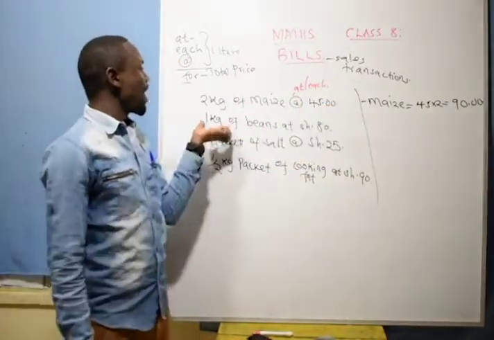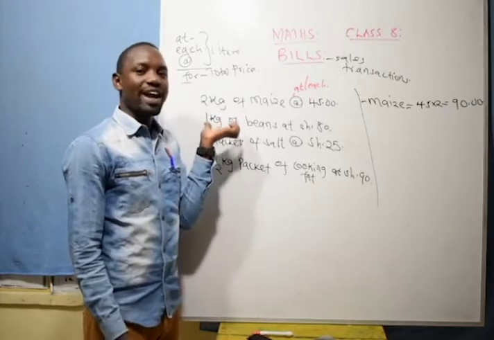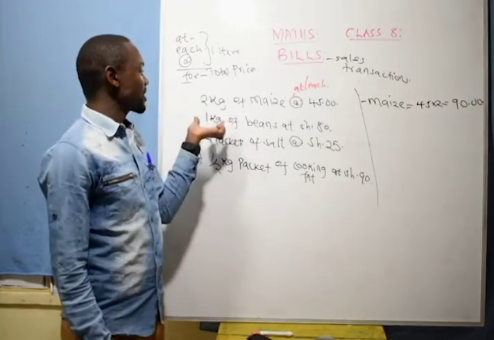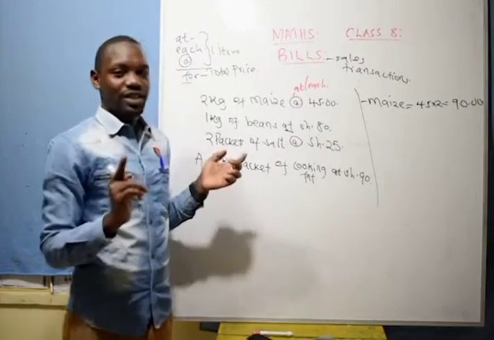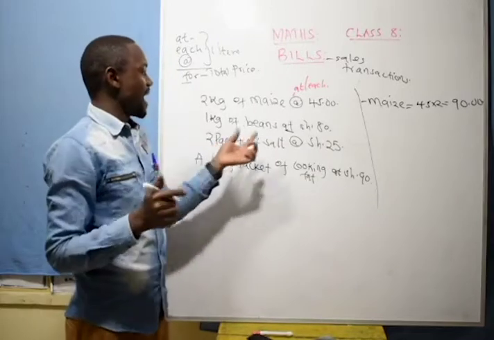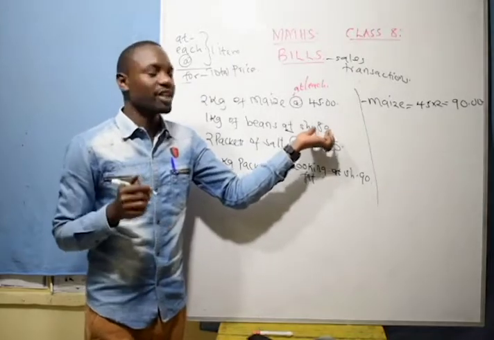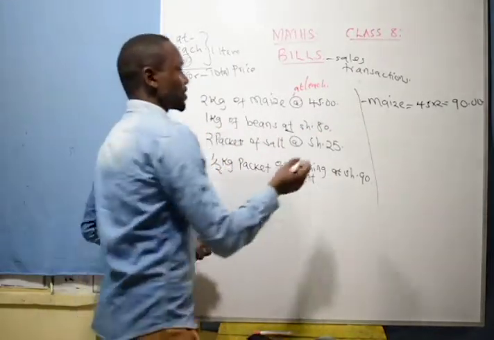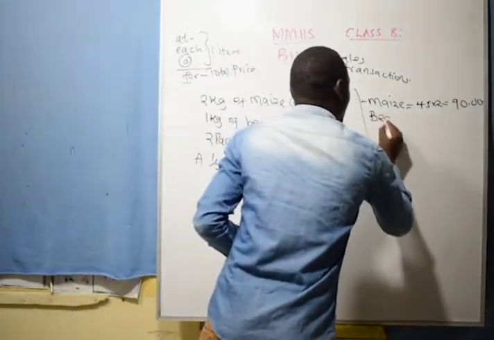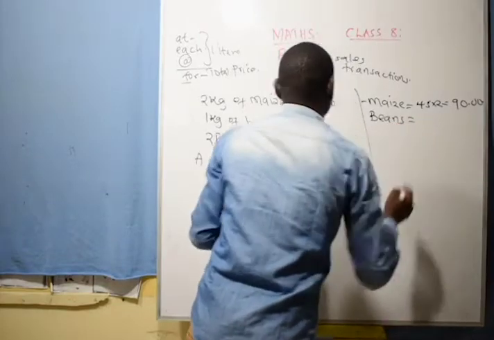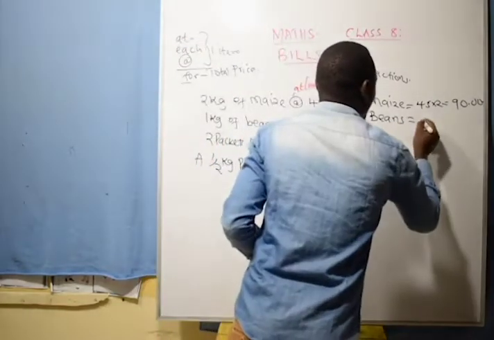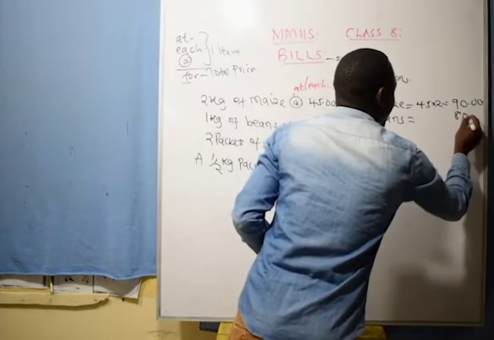Then he also bought 1 kilogram of beans. For this kilogram, at means 1 unit, 1 item, at 80 shillings. That means this person paid 80 shillings for the beans. For beans, it was only 1 kilogram, so he paid 80 shillings.